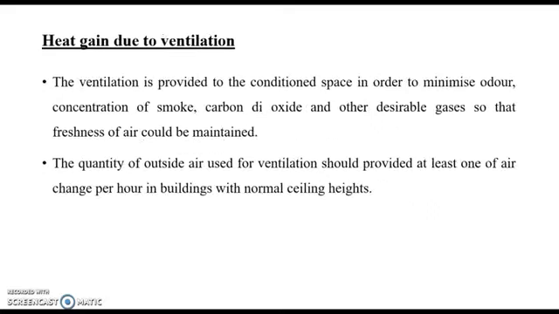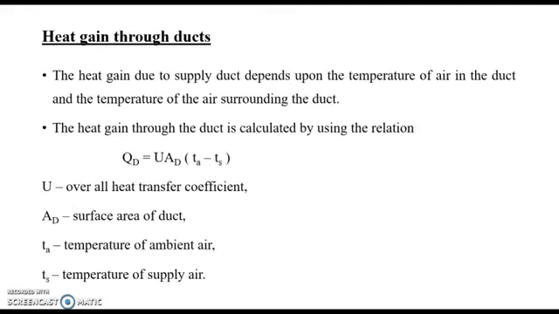Next, the heat gain due to ventilation. Ventilation is provided to the conditioned space in order to minimize odor, reduce the concentration of smoke, decrease the carbon dioxide level and other undesirable gases, so that the freshness of the air can be maintained. The quantity of air used for ventilation should be at least 1/2 air change per hour in buildings with normal shielding heights.